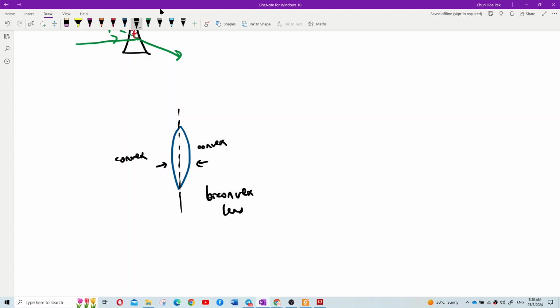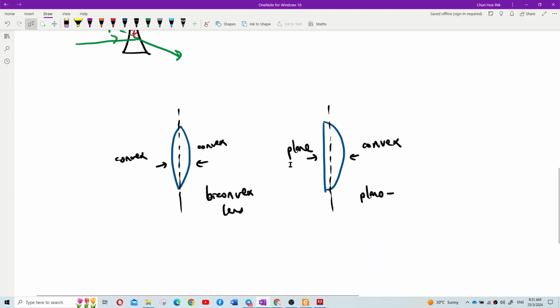Understand? If you have another lens like this shape, if you divide into two, what do you see from the left? I see a plane. I look from the right, I see a convex surface. So what is this called? It's called plano. Plano, plane. Just combine these two. Plano convex lens. Okay.